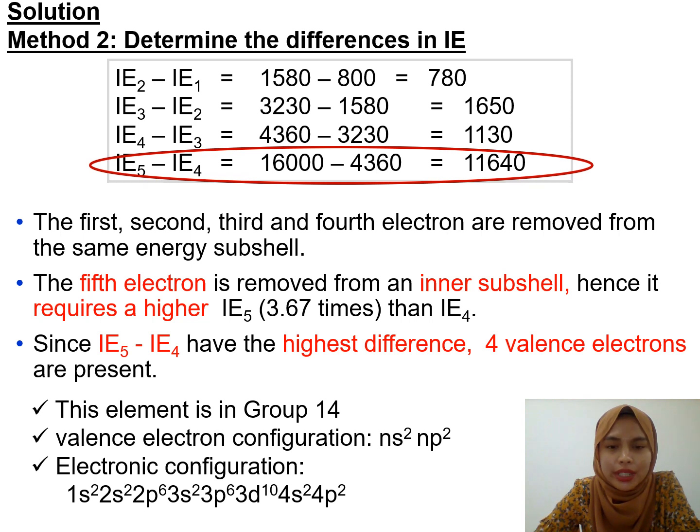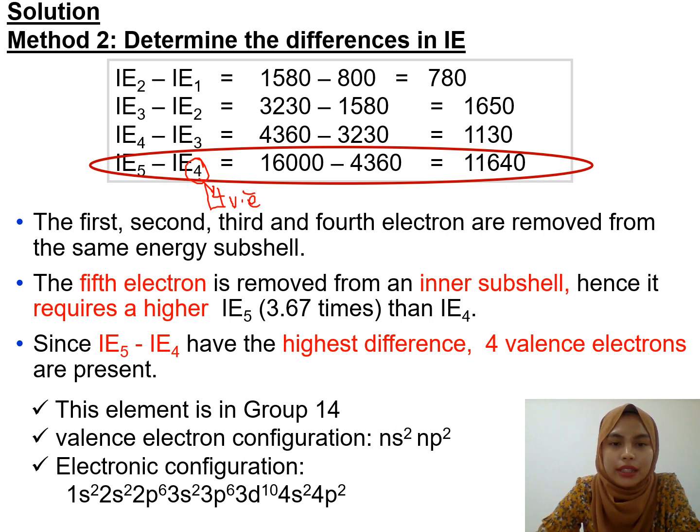Alright, same goes to the second method. Kalau let's say you guna second method, which is you determine by the differences in ionization energy, sama je. You tolakkan dengan value each other and you will know that bila IE5 tolak IE4, you dapat big jump. That means bila you nak remove the fifth electron, you akan remove dia pada inner subshell. And since that, you will know that you will have 4 valence electron untuk elemen M.